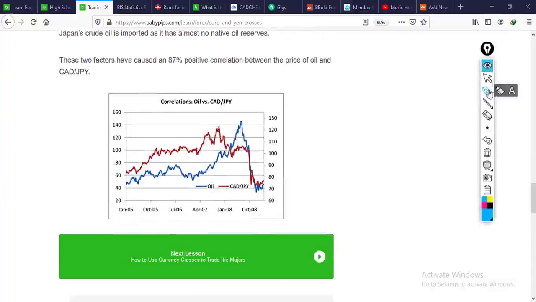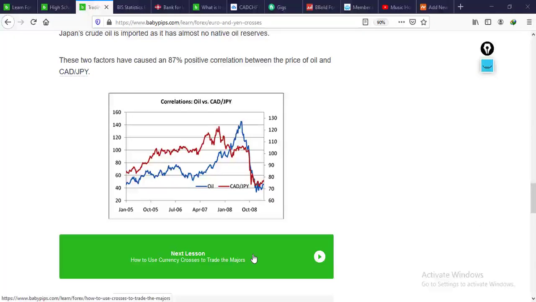Now look at the chart before you. The blue line is the price of oil. The red line is the price of the currencies. See how they move. When the blue line is spiking up, look at what happens: the red line is also going up. When the blue line is dropping, meaning oil prices are dropping, we see the red line also dropping. So Canada enjoys lots of benefit when it comes to prices of oil.